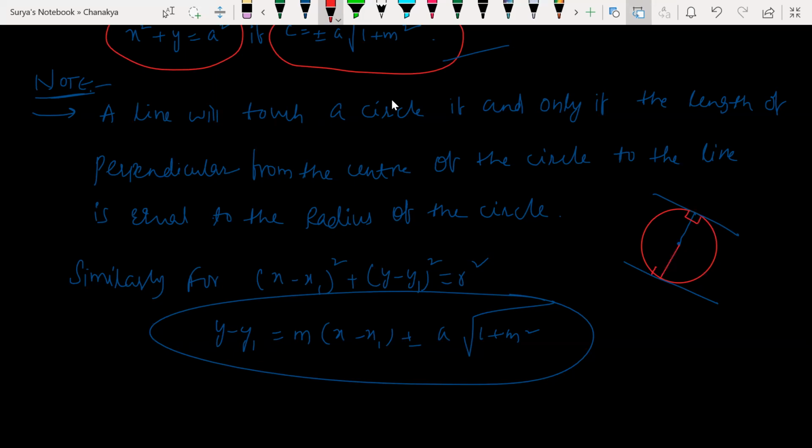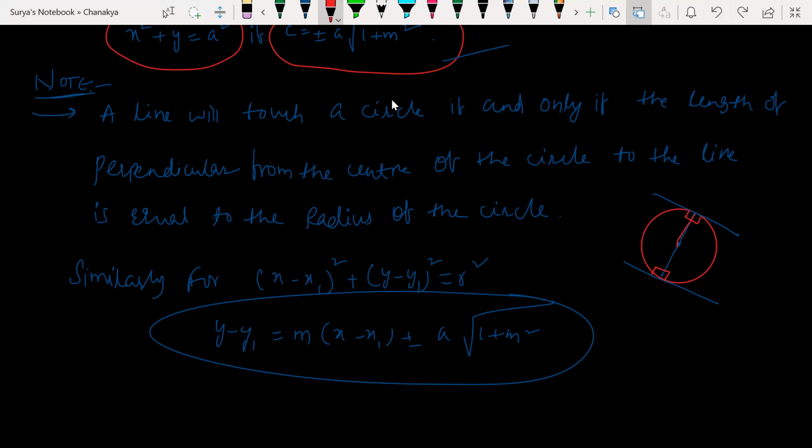A line will touch a circle if and only if the length of the perpendicular from the center of the circle to the line is equal. Either say this one and either say this one. He is saying this will be equal.